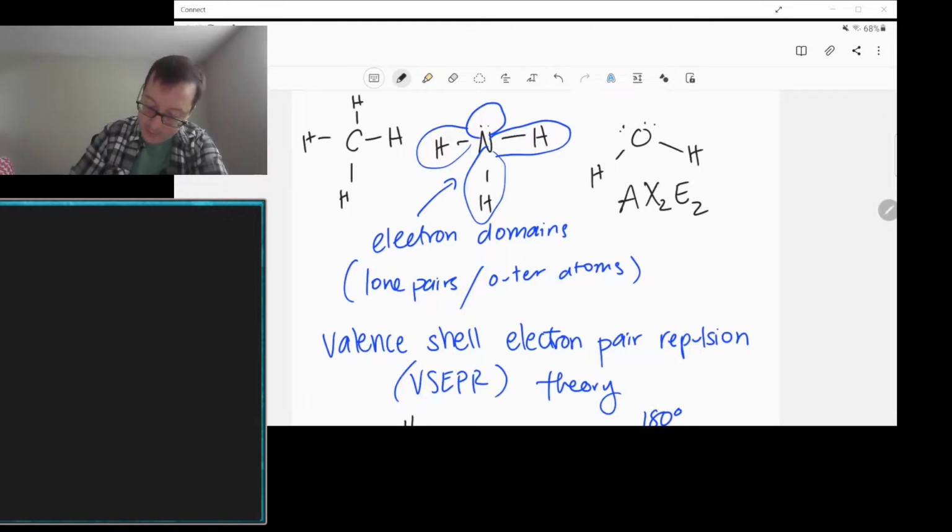The ammonia here would be AX3E. Got 3 outer atoms, 1 lone pair. All right, again, only pay attention to stuff on the central atom, and again, double, triple bonds don't matter. We're only looking at number of atoms here.